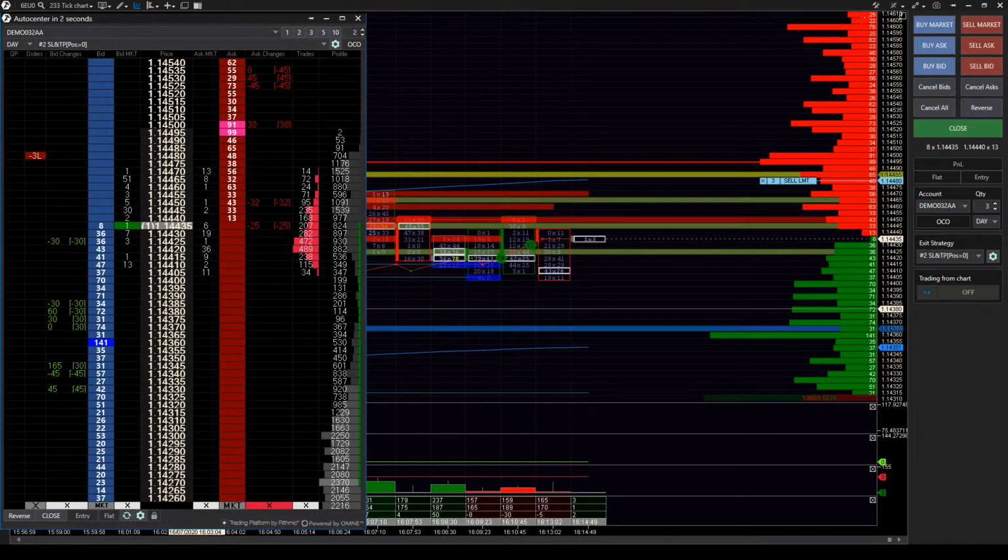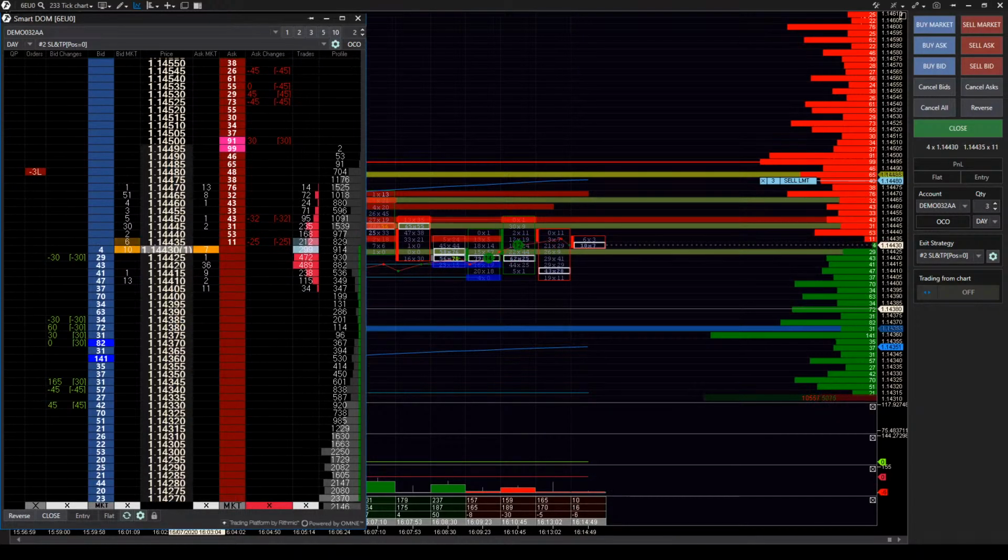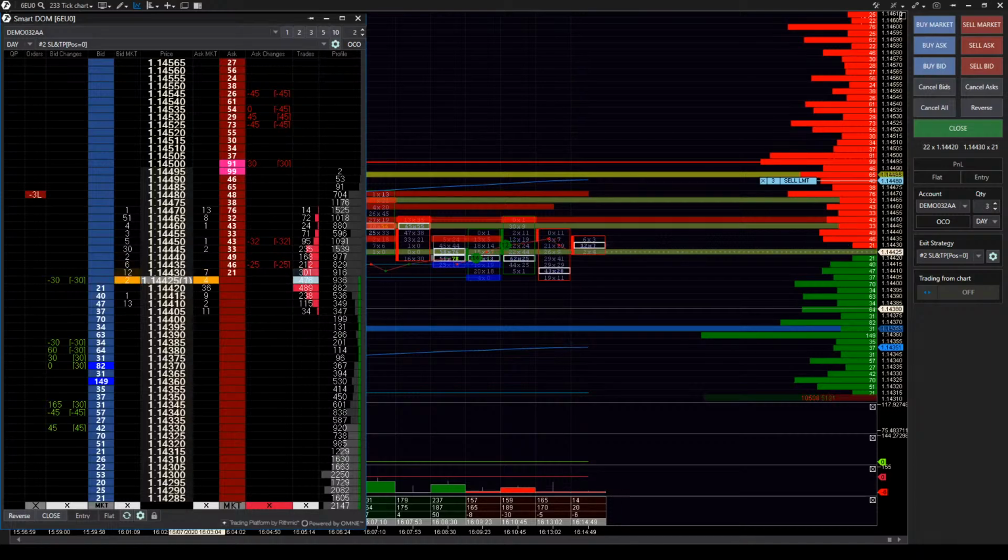I hope that helps you set up the chart correctly. Let me know in the chat if that was what you were looking for. I think it is.